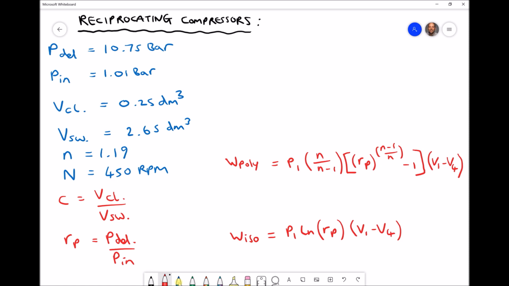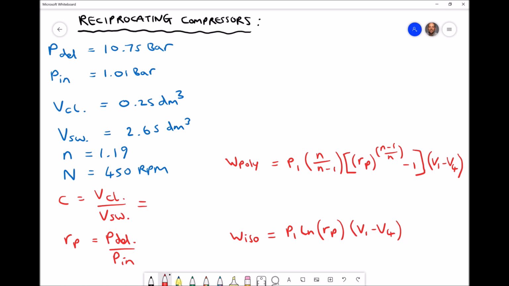Now our clearance ratio is the ratio between the clearance volume and the swept volume. Ideally, we would want that value to approach 0, meaning no volume or no air was being left behind in the cylinder. So a higher clearance ratio indicates that more air is being left behind in the cylinder. Well, in this case, we have our volumes specified in decimeters cubed.